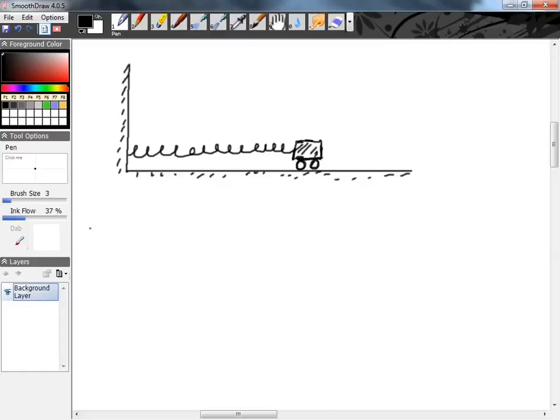Okay, our crate is a distance x. Or this is our equilibrium point here. Okay, so our U, potential energy from our conservative force. Well, in this particular case, the U of a spring is 1/2 kx squared.